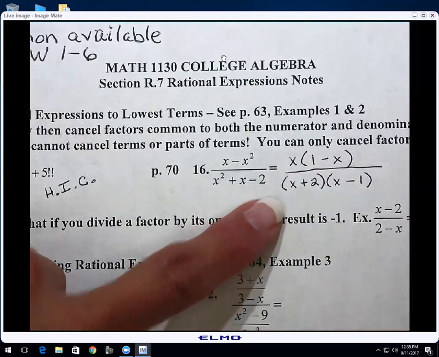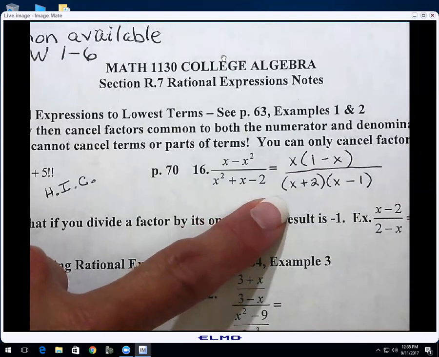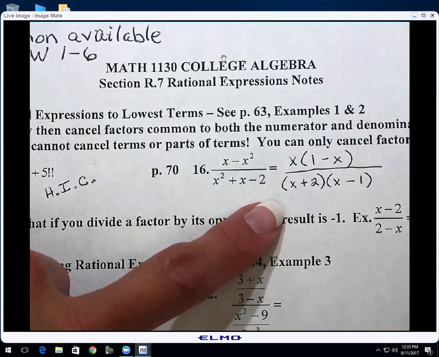And every time I factor, I'm going to stop and check my factoring, because if I misfactor anything, it's going to totally change what would cancel. It's going to cause my answer to be wrong.